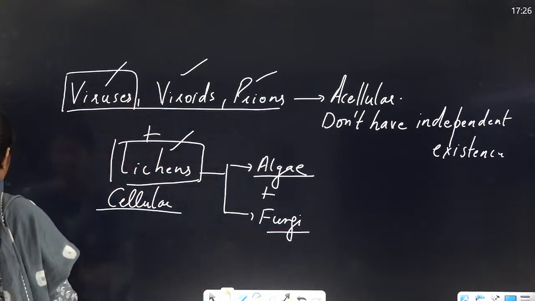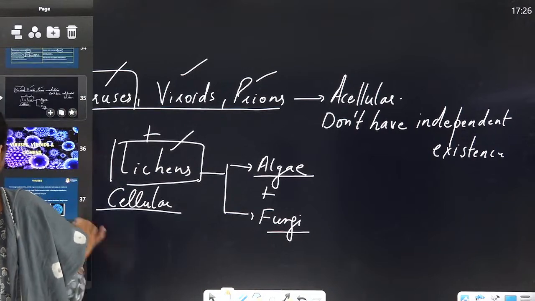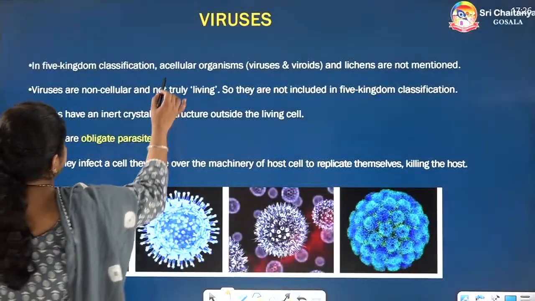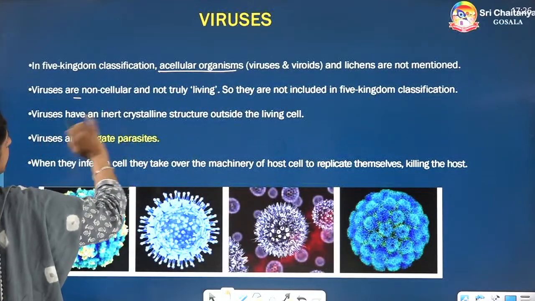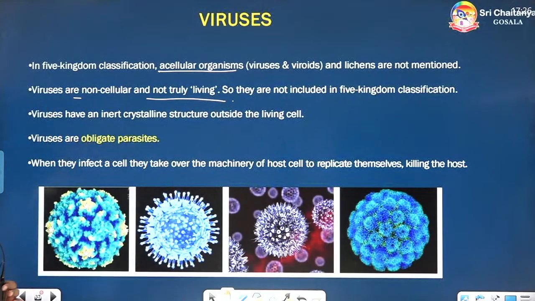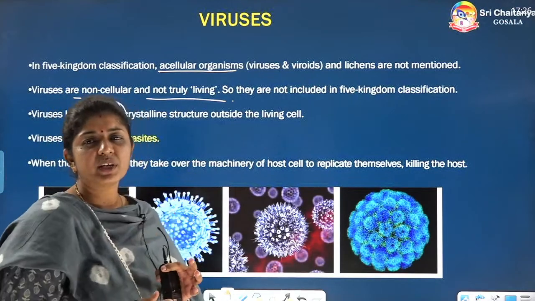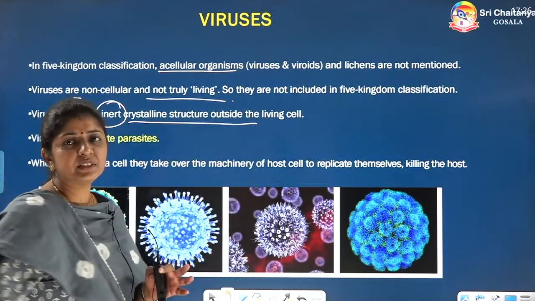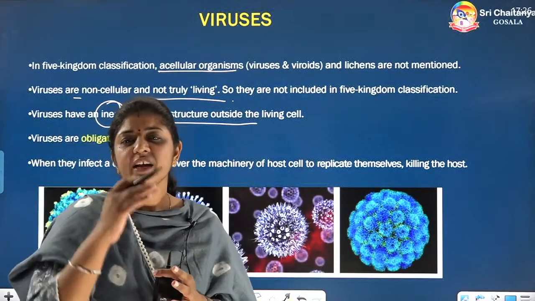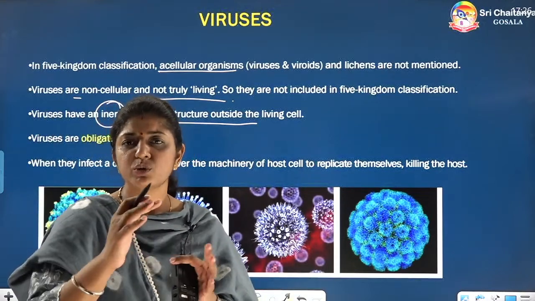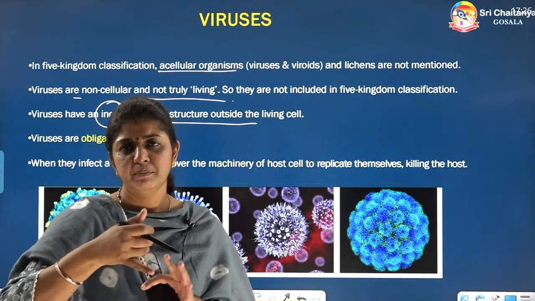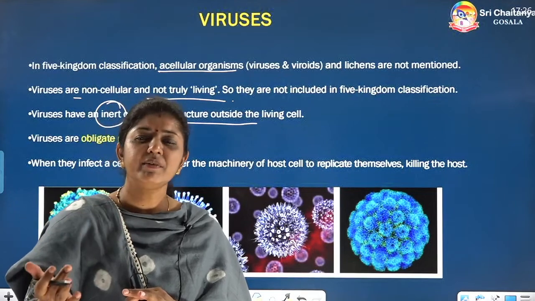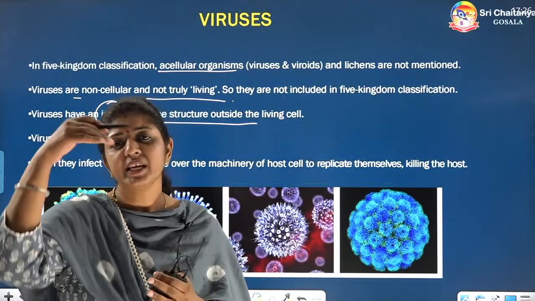Now let's see some highlights of the viruses. Viruses, just now I said to you, it is acellular and even it is not truly living. This is important. Next, it is inert, means it is not reacting with anything when it is outside. It is a crystalline structure, the things which are dead, only that can be in the form of crystal. They are non-living outside. But once coming in contact with living cells like human, plants or bacteria or any other living organism, they will start multiplying in their body.